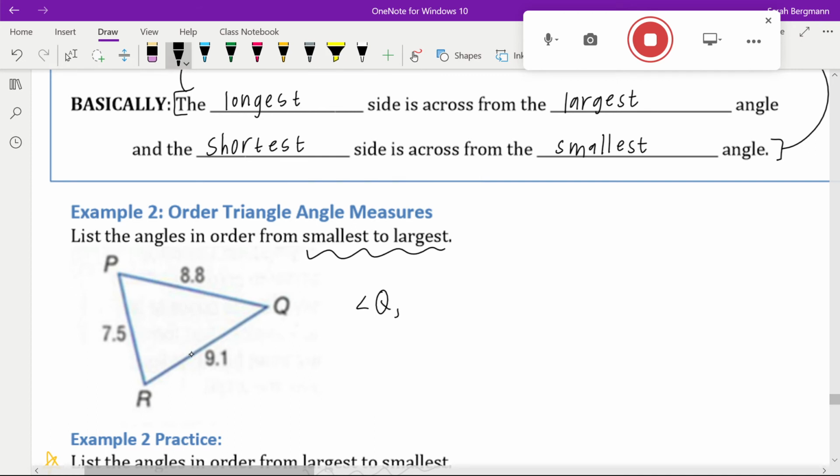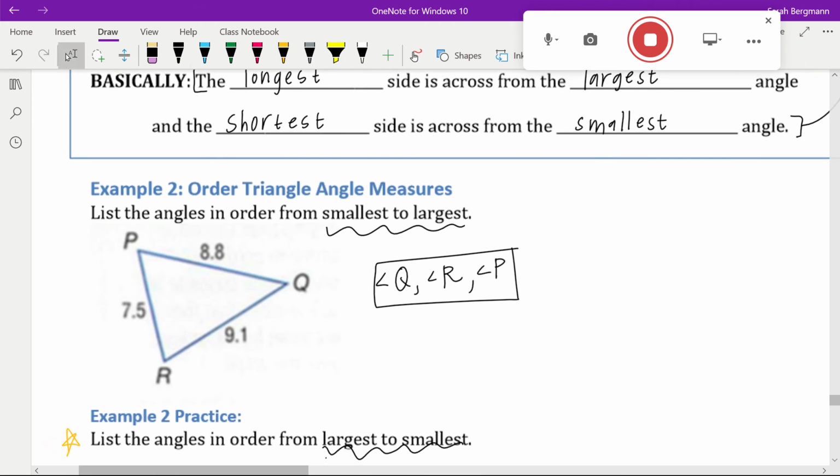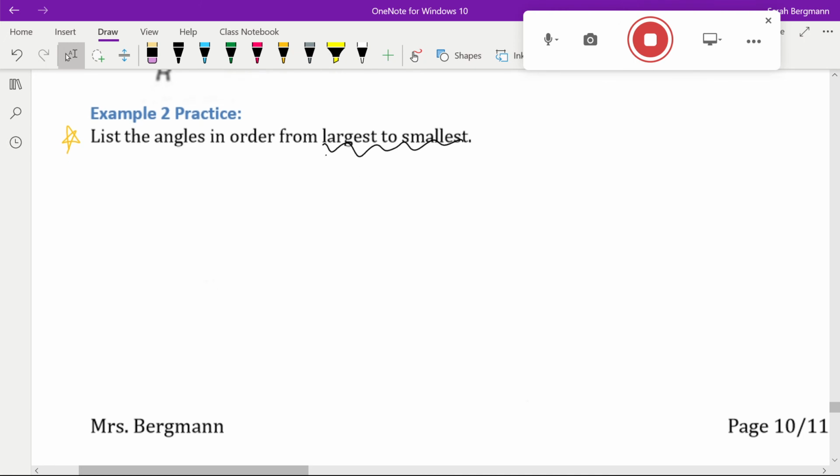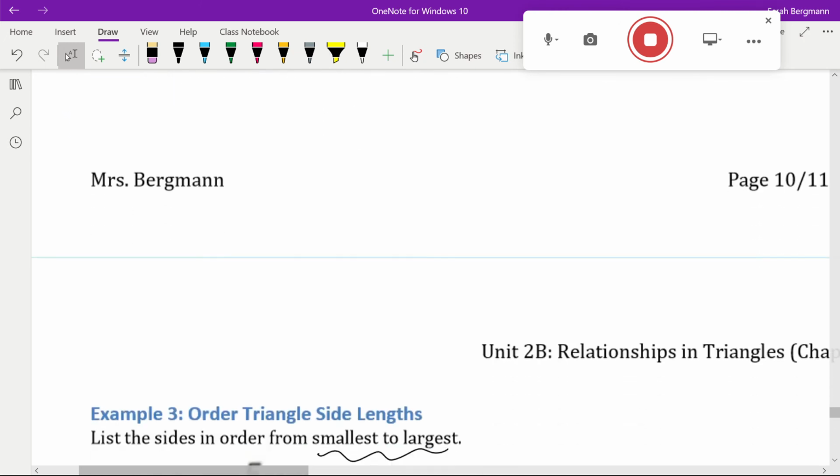My largest angle must be across from my longest side. So I see my longest side is 9.1, side RQ. The angle across from the longest side is angle P. So I know angle P must be the largest angle. My medium angle then left over is angle R. So from smallest to largest in this triangle, I have angle Q, angle R, then angle P. Pause the video and try this practice problem below. We'll go over this one in class tomorrow.